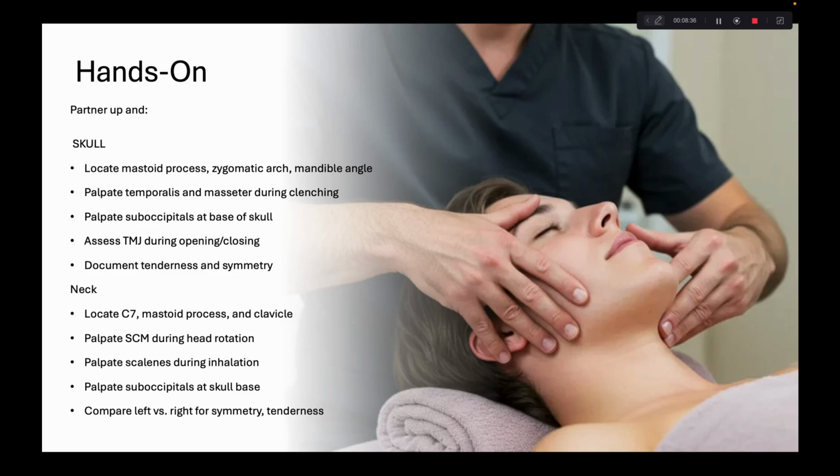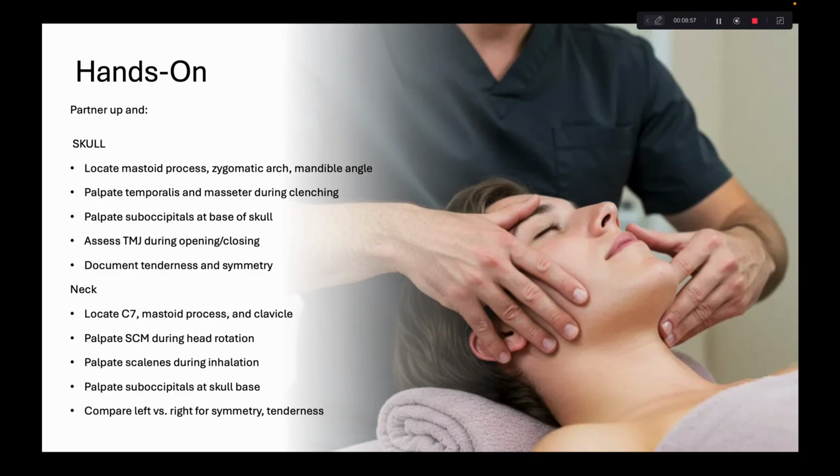All right, hands-on. You guys are going to partner up. We're going to try to find the mastoid process on the skull. Trace the zygomatic bone. Look for the mandible angle. We're also going to palpate the temporalis and the masseter muscles when clenching. Okay, palpate suboccipitals and the base of the skull.